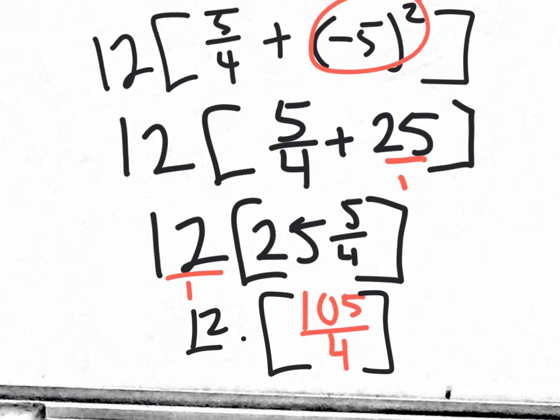Times 12 over 1. Well, you could cancel the 12 and the 4. You have a 3 left over. And that's really just the problem 3 times 105. 3 times 105 is 315.